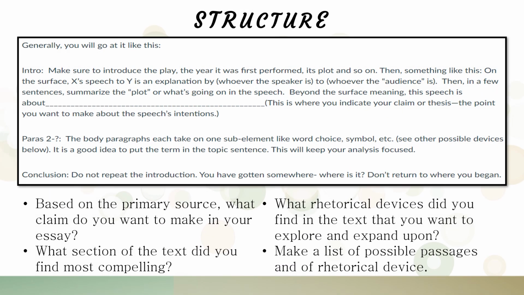Let's look at the structure. Here's another snapshot of the middle part of your prompt on Canvas. Professor Watts has outlined a rough idea of what your essay is going to look like, but here are some questions that you need to answer. Based on the primary source, what claim do you want to make in your essay? What section of the text did you find most compelling? What rhetorical devices did you find in the text that you want to explore and expand upon?